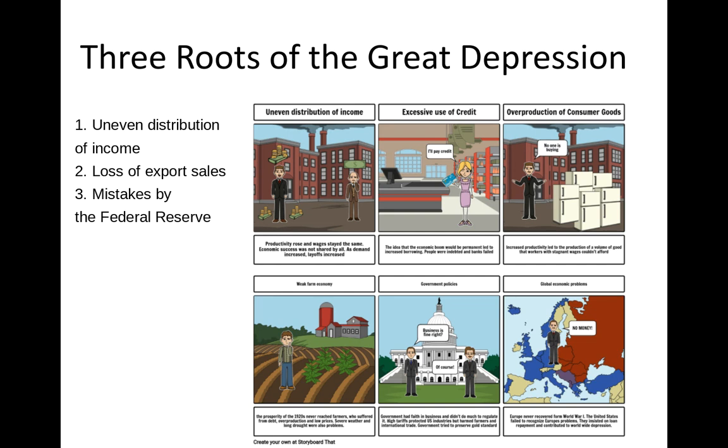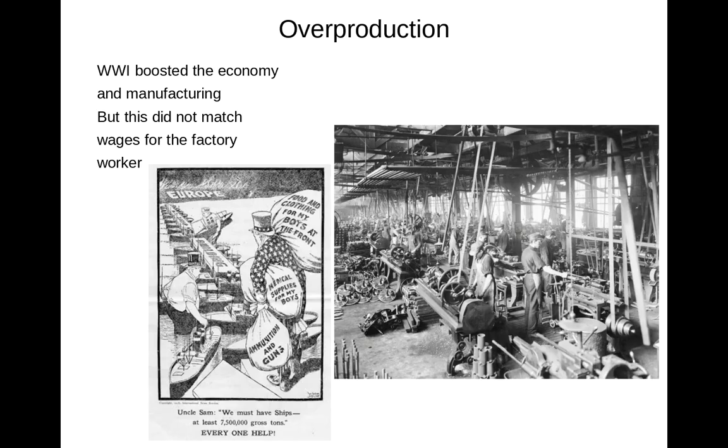So as a quick summary, what we'll be talking about today is the uneven distribution of income, the loss of export sales, and mistakes by the Federal Reserve. And this is a little storyboard to kind of illustrate some of those concepts. And even check out the map of Europe and the guy saying no money, right, because of the reparations that Germany had to try to pay. Let's now go to the first.